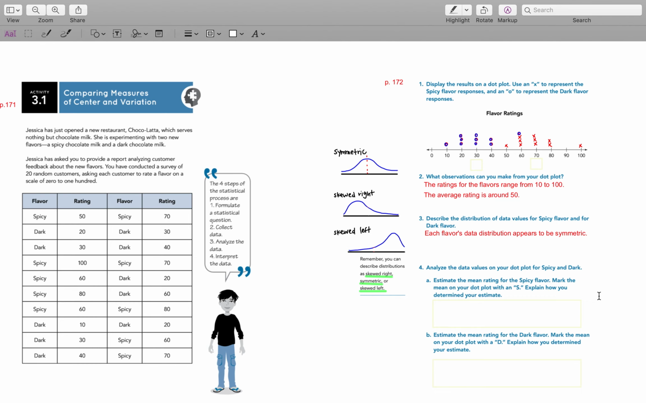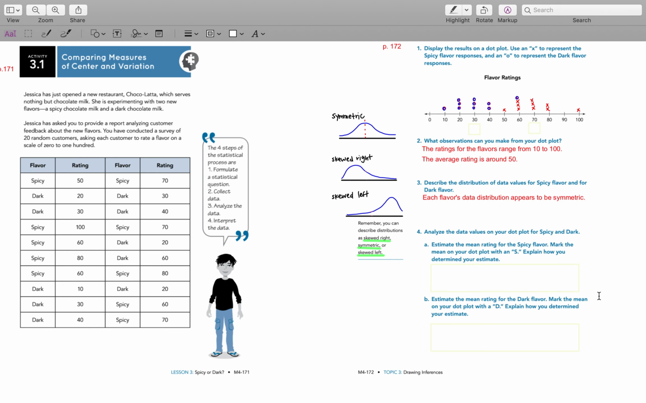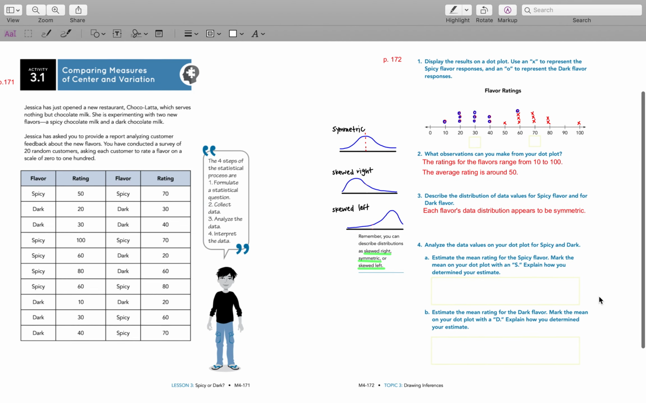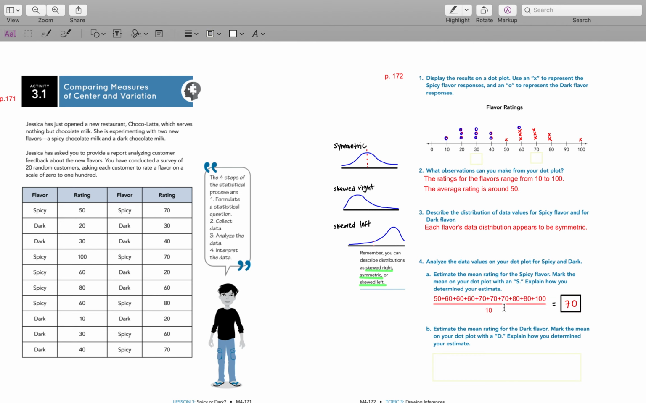So estimate the mean rating for the spicy flavor. Mark the mean on your dot plot with an S. Explain how you determine your estimate. So estimate the mean rating. Okay, so mean, you should have watched the video already on mean, median, mode. But mean is, once again, another word for average. So you're taking the average of the spicy flavor.